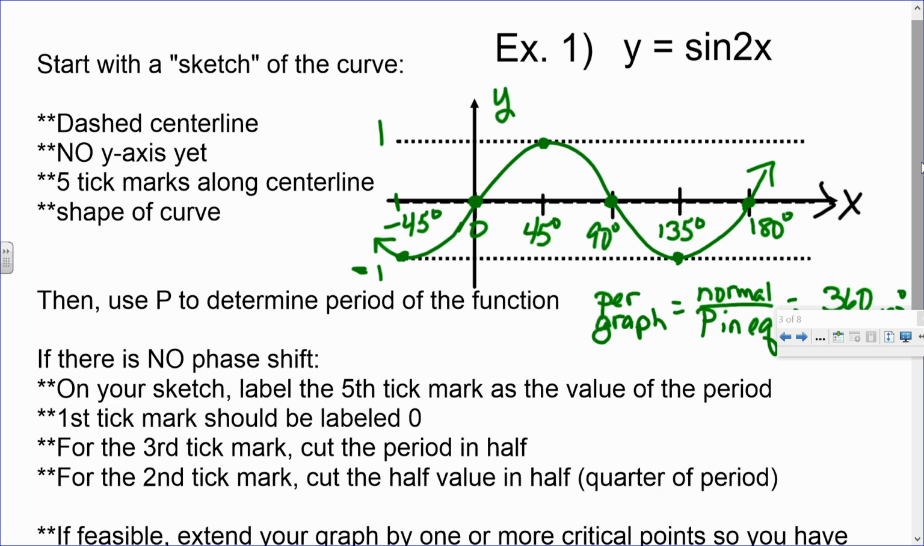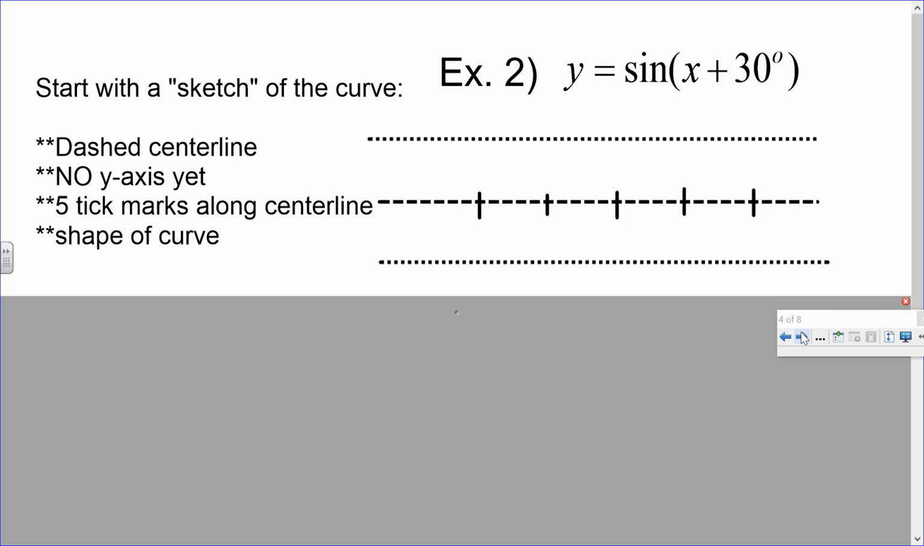Okay, we're going to do one with a phase shift with degrees, and then we're going to do one of each kind with radians, just so that we have all of those examples in here. So y equals sine x plus 30 degrees. Start by drawing with a straight edge 3 horizontal parallel dotted lines. Make sure they're pretty much evenly spaced. Get the tick marks, 5 tick marks on that middle one with enough space to the left in case we need to make an adjustment to the left.